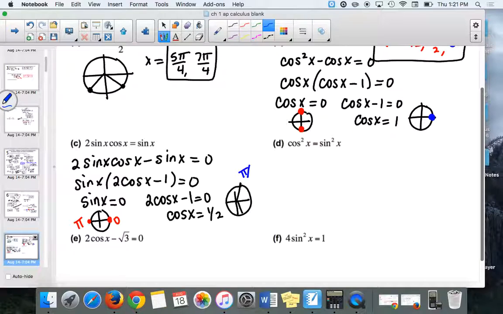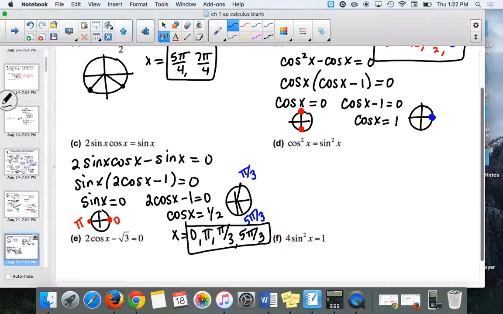Close, but they're not in the middle. Pi over 3 and 5 pi over 3. Yep, pi over 3 and 5 pi over 3, exactly. So I get 4 answers. So I have 0, pi, pi over 3, it's like the 60-degree one, and 5 pi over 3. Notice I'm not doing anything in degrees. We don't do degrees in calc, we only do radians. It's the cosine of x equals 1/2. Cosine is 1/2, that means you go over just a tiny little bit.